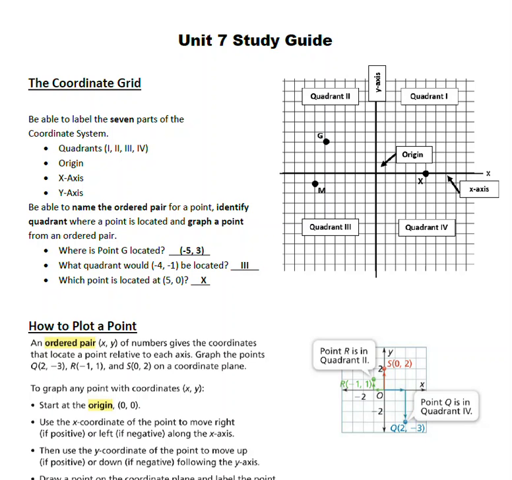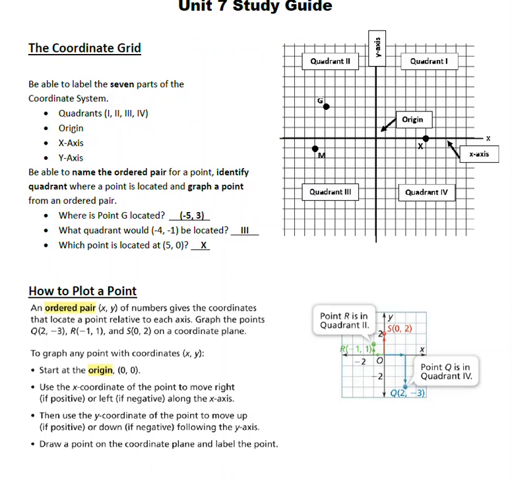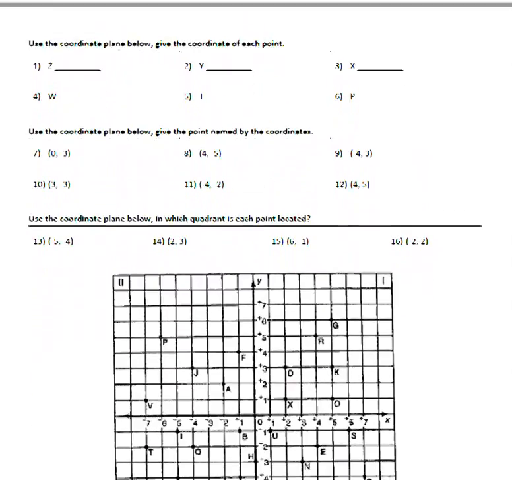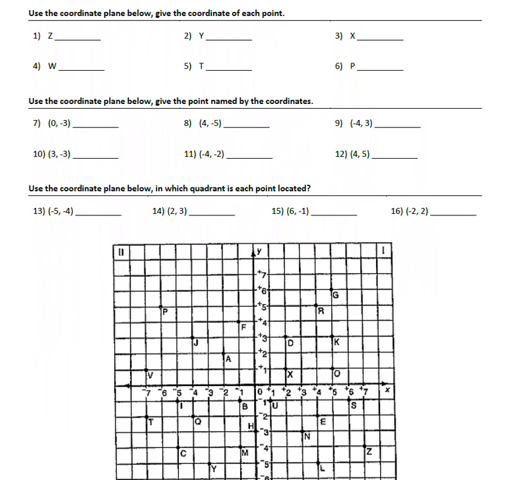In this video, I'm going to go over the Unit 7 study guide. The top portion of the study guide is just the quick review of the things that we've gone over for this unit. The top part shows you how to identify parts of the coordinate plane. The second part is how to plot a point. And remember, when you plot a point, you're always starting at the origin, which is the center of the coordinate plane.